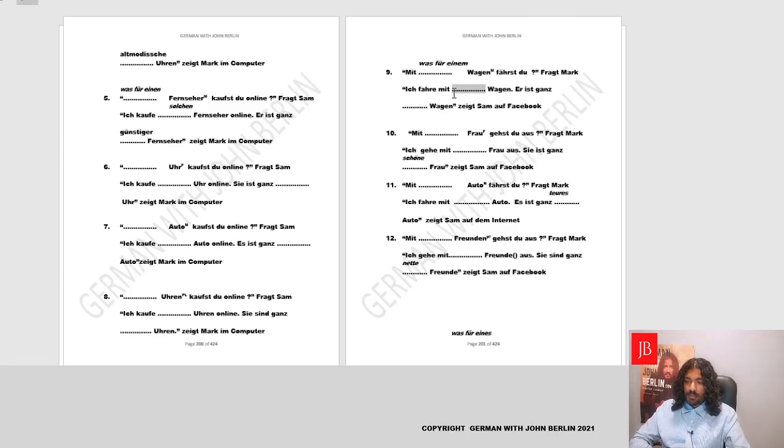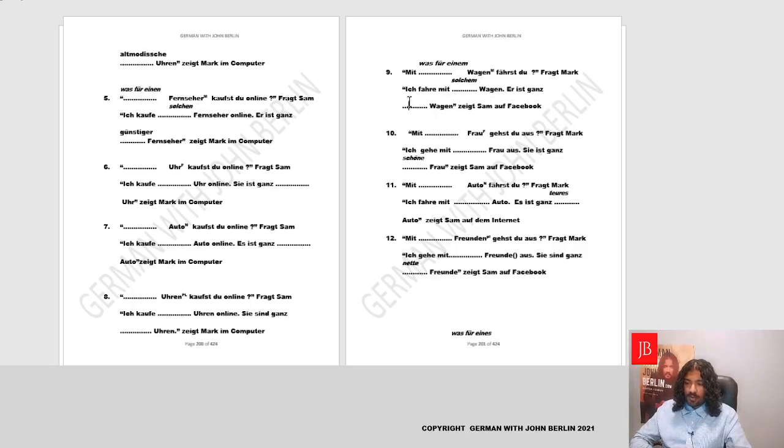Fragt Mark. Ich fahre mit. Now you basically demonstrate the kind of car you drive. So you say, I drive with such car. Yes, you show it somewhere. So you could write, ich fahre mit solchem. Yes, dem, der, dem. We get the ending from dem, der, dem. So it's neutrum. Ich fahre mit solchem Wagen.